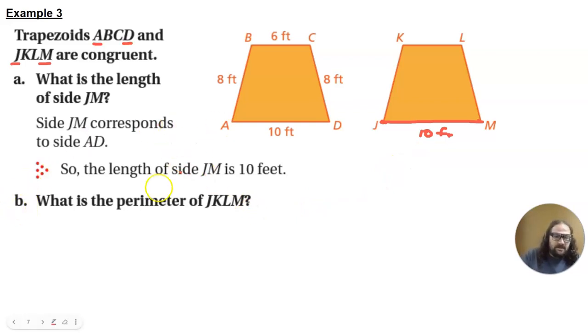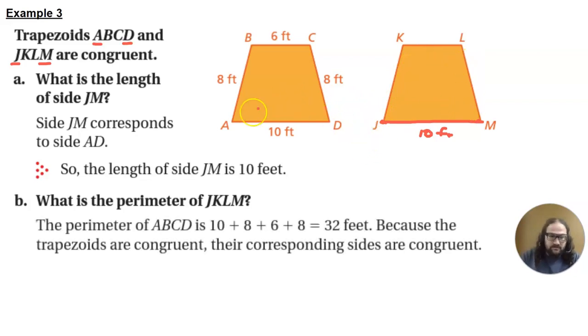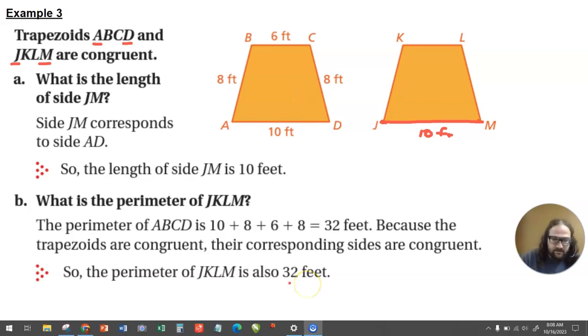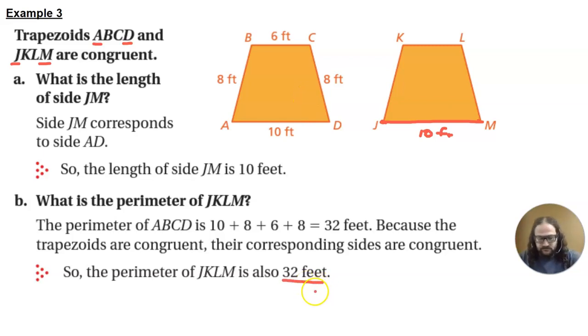All right, in B they ask, what is the perimeter of JKLM? Well, since these are congruent, they would have the same perimeter because they're going to have all the same side lengths. So we find the perimeter of ABCD, which is just adding up all the side lengths. 10 plus 8 plus 6 plus 8 is 32 feet. And because the two trapezoids are congruent, the corresponding sides are congruent, so that means they're going to have the same perimeter. And that perimeter is 32 feet.